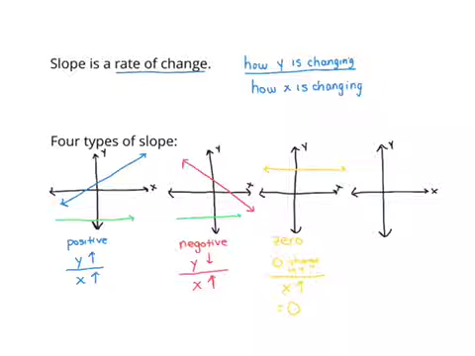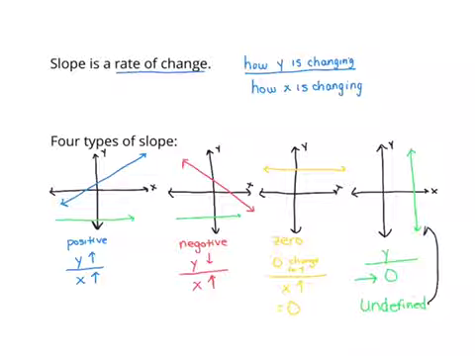The last type of line or slope that we can have is a vertical line. So in this case, it doesn't really matter if we say y is increasing or decreasing, because what you'll notice is that there is no change in x. Our x values are staying exactly the same. And remember, we cannot divide by 0. We cannot have 0 in the denominator. That is undefined. And so this is what we call an undefined slope. So 4 types of slope: positive, negative, 0, and undefined. All horizontal lines will have a slope of 0, and all vertical lines will have an undefined slope.